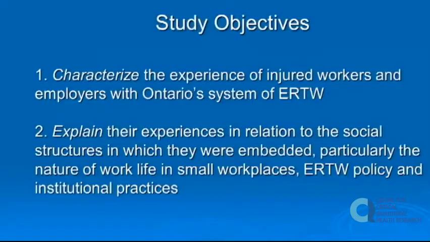The segment of data I'm going to put up shortly comes from a study of a particular strategy in Ontario called Early and Safe Return to Work. It's a strategy for getting injured workers back to work after work-related injury or illness. The policy revolved around returning to work before full recovery at jobs modified to suit the disability and stage of recovery. Now, the study objectives were to characterize the experience of injured workers and employers with Ontario's system of return to work, and to explain their experiences in relation to the social structures in which they were embedded, particularly the nature of work life in small workplaces, early and safe return to work policy, and institutional practices.